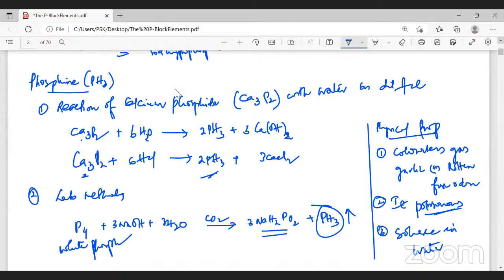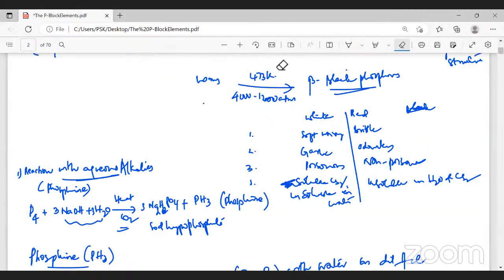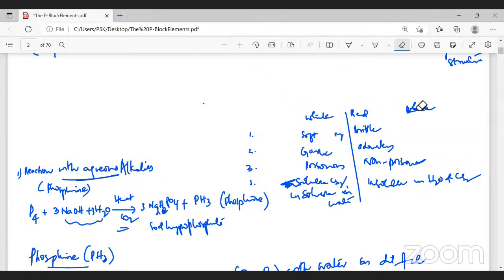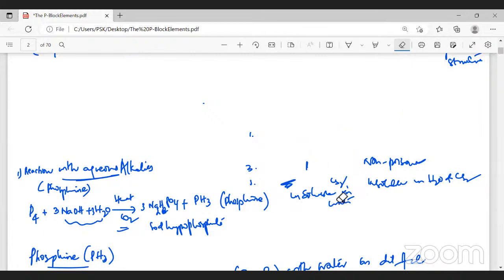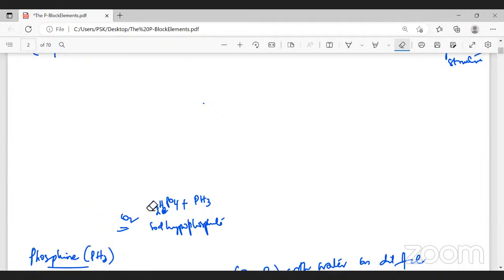I'll erase this part. Any clarification with phosphine preparation? All right. See, they can ask you fill in the blanks in case of phosphine. The three equations we learned you should know, because in part A we have a fill in the blanks based question. Any one question they can ask you. I will discuss the question paper pattern maybe next class, or else your teacher would have discussed.